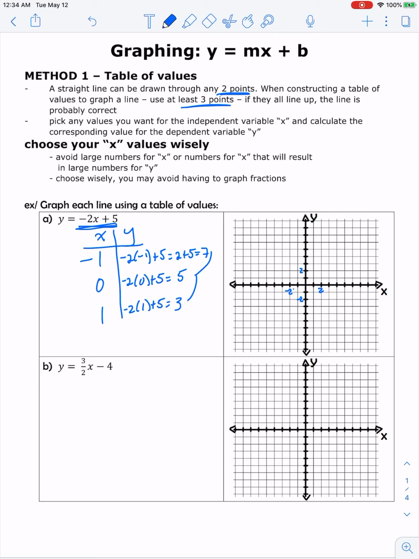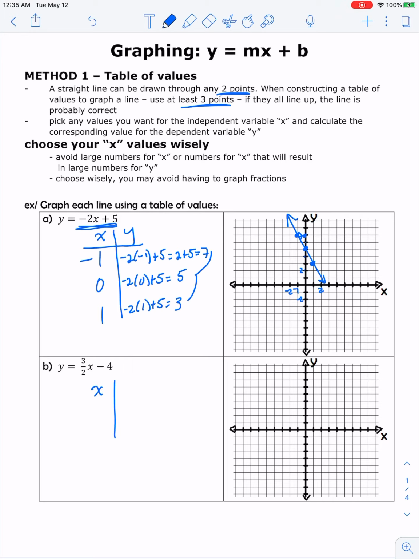So -1 is here, 2, 4, 6, 7 is up here. So -1, 7 is right there. 0, 5 is right there. 1, 3 is right there. Those sure look like they're on a straight line, so that must be my line right there. There we go, we're done. That's all there is to graphing by table of values. You just pick values for x and then plot them.